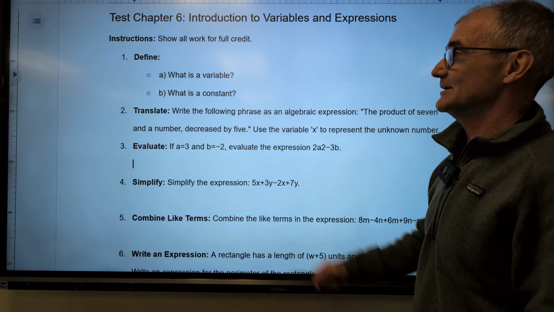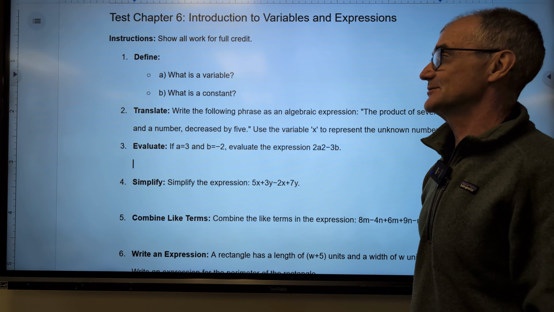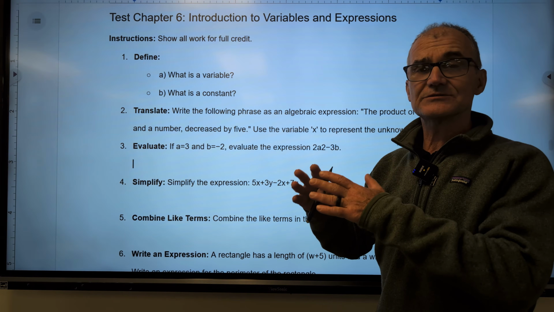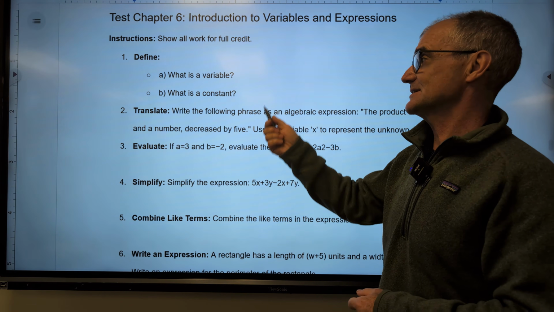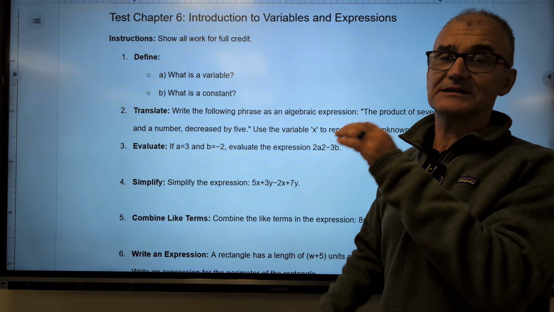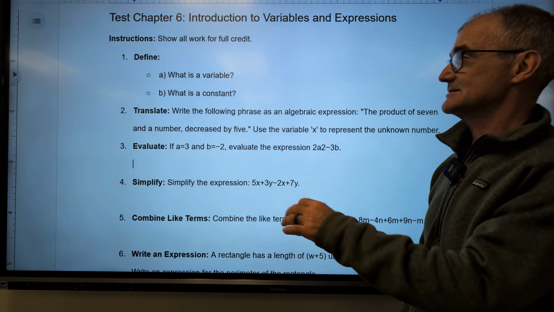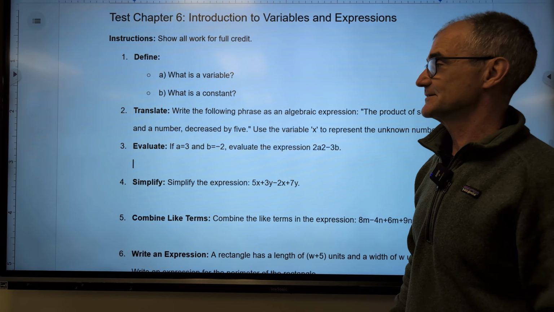Okay, number 1, define what is a variable. A variable is usually a letter to represent an unknown. What is a constant? A constant is usually a number, and it's known and it doesn't change.